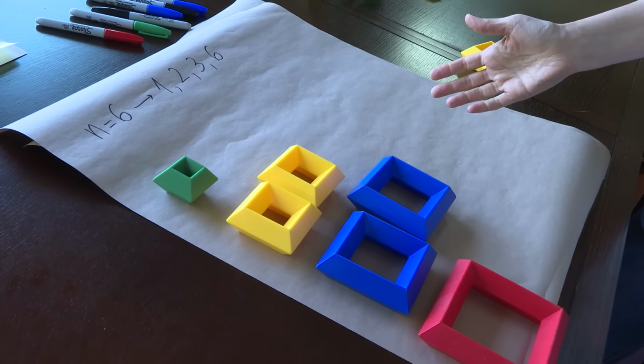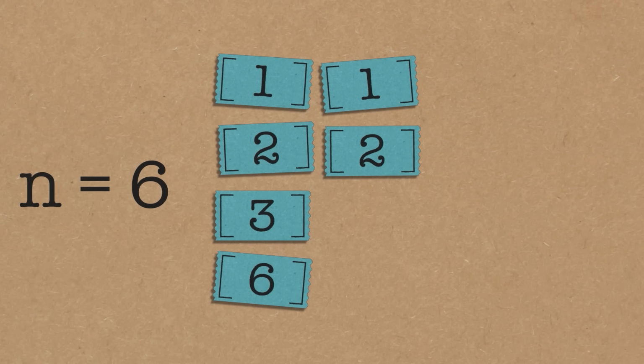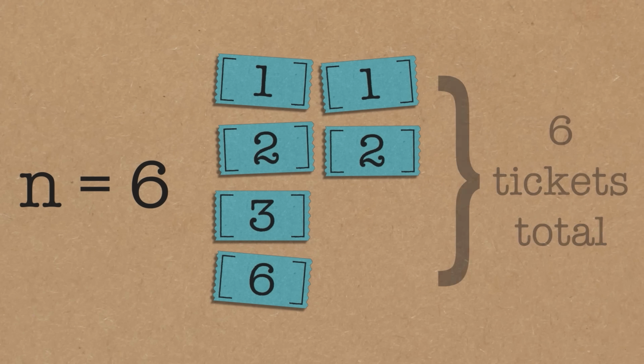I just don't know ahead of time. But if I add up all of those tickets on which the numbers 1, 2, 3, and 6 are written, I'm going to get exactly 6 tickets, and on no other tickets are those numbers written. It's a very complicated rule.